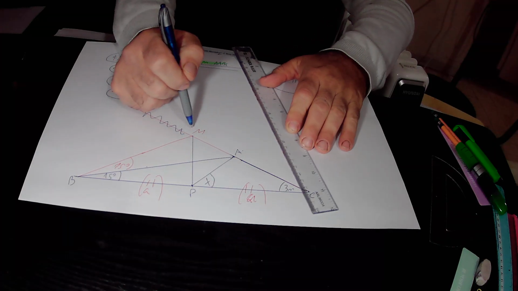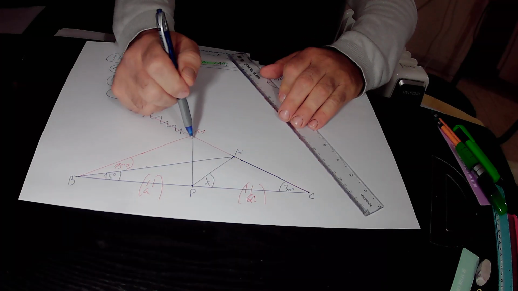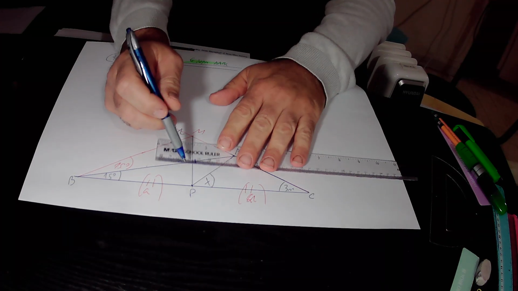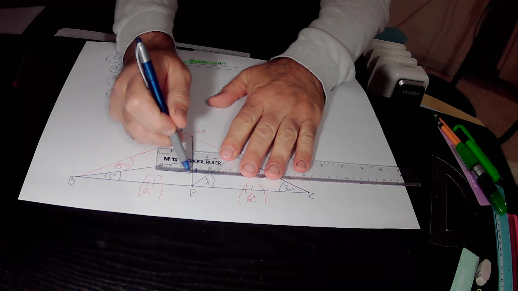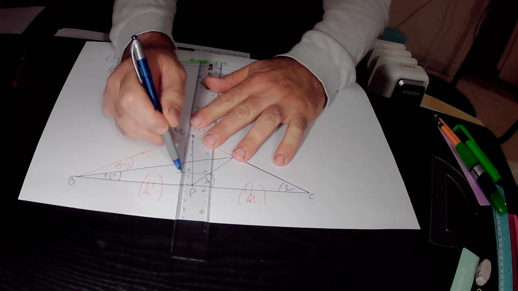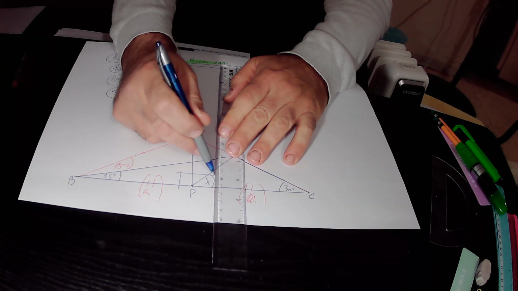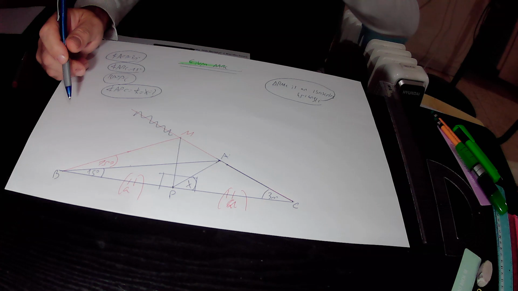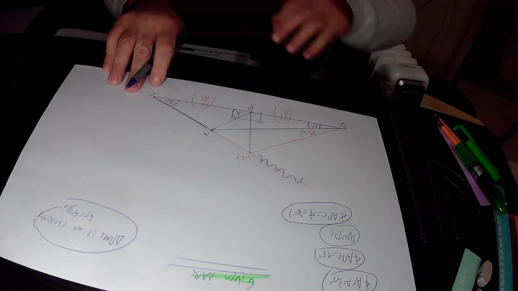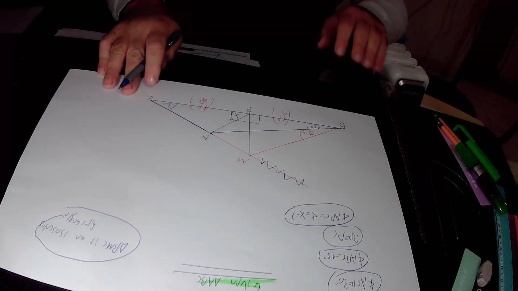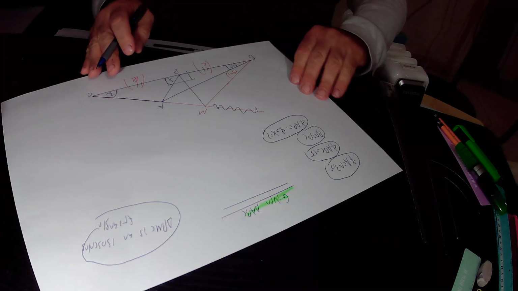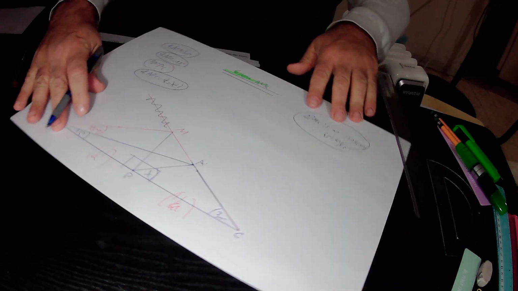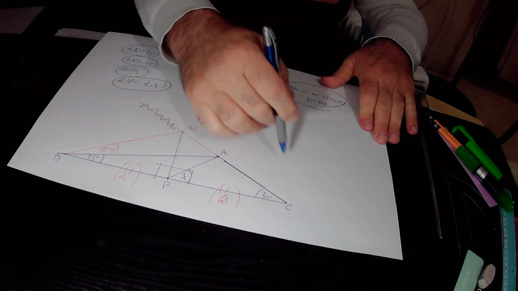So actually, MP is the perpendicular. Therefore, this angle equals 90 degrees. And this angle also equals 90 degrees according to our construction. Okay. So in the next step, we will focus on this right triangle MPC.